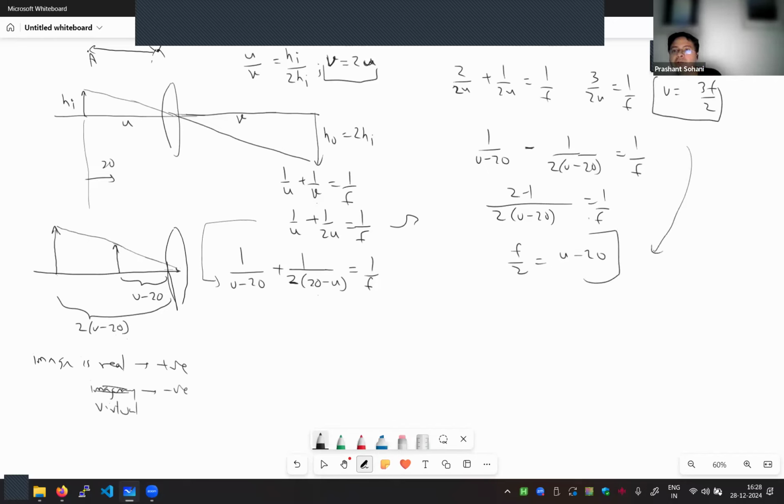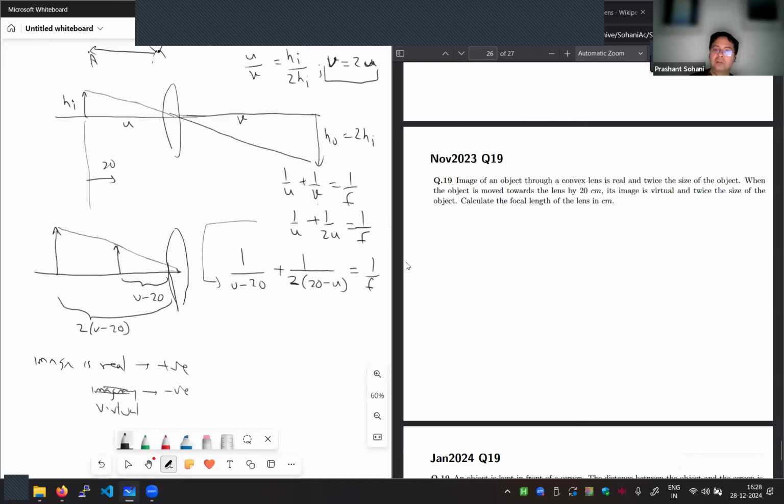And so if I combine the two, I can eliminate u, right? If I substitute u from here in this equation, I'm going to get f upon 2 is equal to 3f upon 2 minus 20. And so I can find the value of f. It is simply going to be 20. And I think that is what we are asked to find, right? In the question, calculate the focal length.